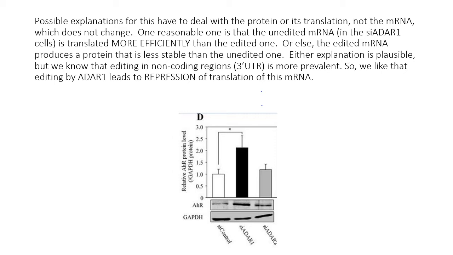Okay, so to explain this, we have to look at some effect on translation or of the protein itself, not the RNA, which doesn't change. So remembering that the unedited form is the one that is there in the silencing ADAR1 experiment, and that the control silencer would be the edited version. So we can conclude that the edited RNA either is translated less efficiently or is less stable than the unedited one. Now, either explanation is plausible, but given the effects of editing on translation, we're most likely to believe that the effect is on actual translation of that particular RNA.